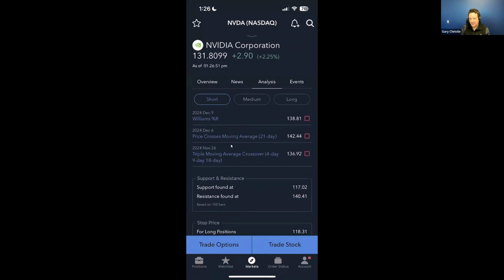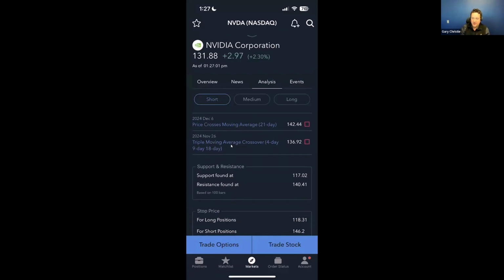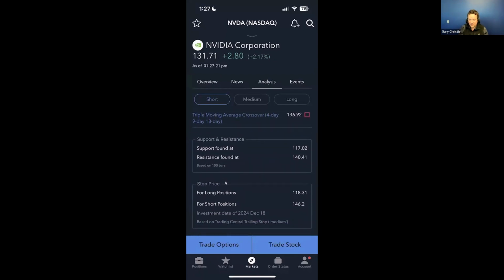For risk management, we've put in support and resistance to follow, based on 100 bars, or 100 days if it's a daily chart, or 100 5-minute bars if it's a 5-minute chart. The stock's at 131 right now. It's up a bit today. There's support found at 117 and resistance at 140 above us. We like to keep an eye on these levels, maybe draw them on your own chart or write them down, create alerts to make sure you're aware of where support and resistance is. Maybe we break out of there, maybe we break down, right?